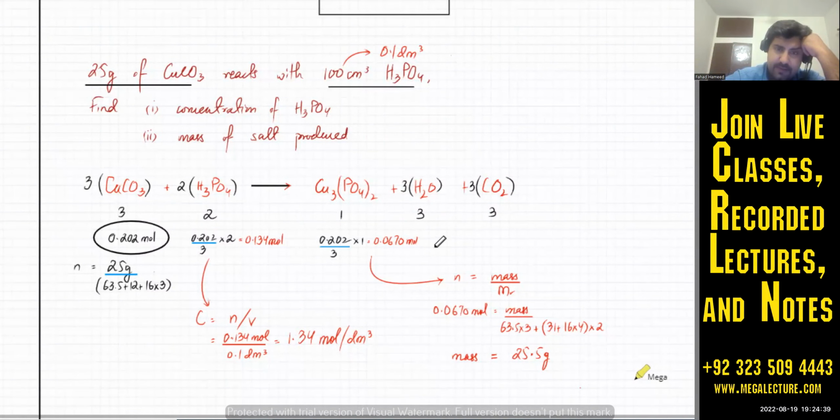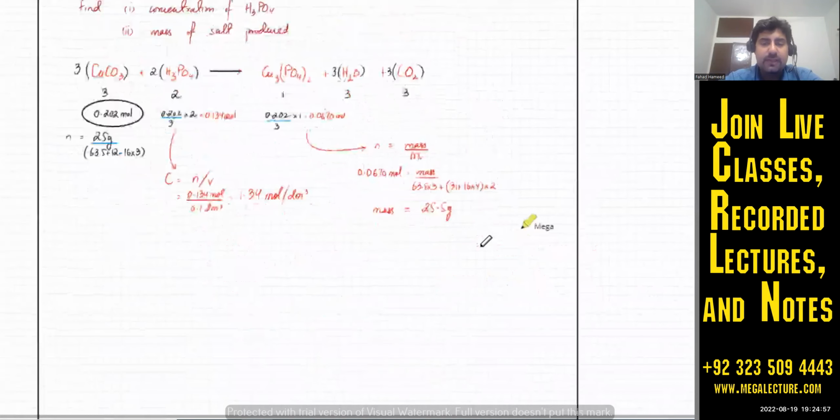अच्छा, उसी तरह phosphoric acid, he was asking for the mass of salt produced, right? So all you have to do is, you know the moles. Moles is mass divided by molar mass. So MR डाला, moles डाले, you can figure out mass. So remember, most questions you just have to find out the moles from the data that's given. You just have to find out the moles of one thing, and automatically you'll be able to find out the moles of all the other things.